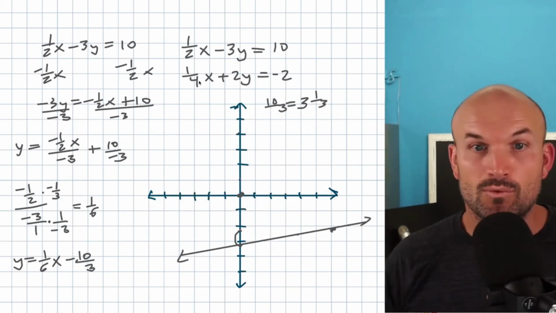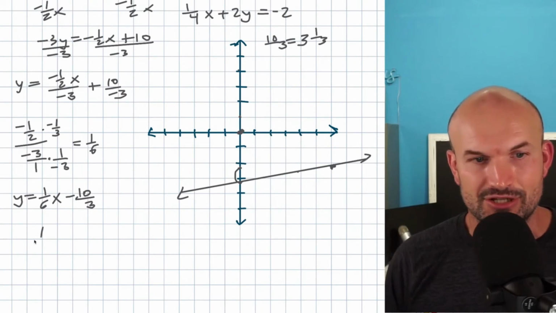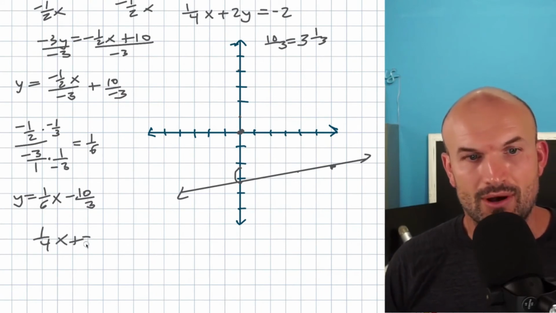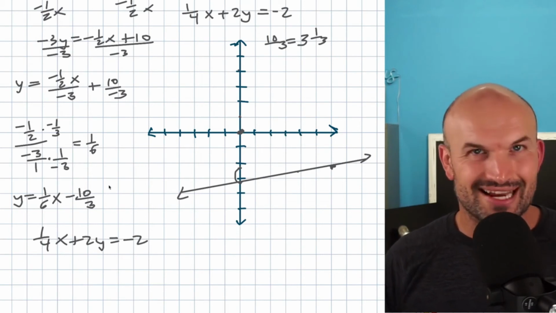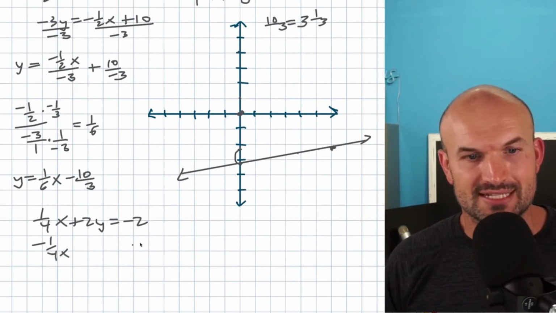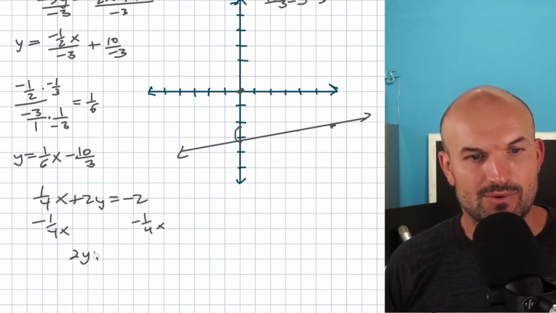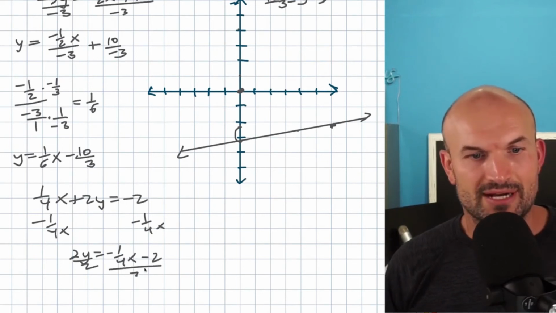So now let's graph 1/4 x plus 2y equals -2. Again, I need to rewrite that into slope-intercept form. I'm just going to look at my inverse operations, and it looks like everything's going to be pretty straightforward. I'm going to subtract 1/4 x from both sides. That will leave me with 2y equals -1/4 x minus 2. And then I will divide by 2 on both sides.